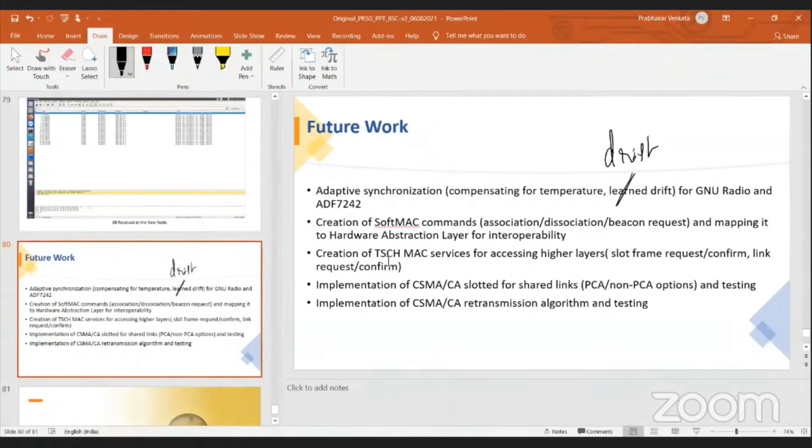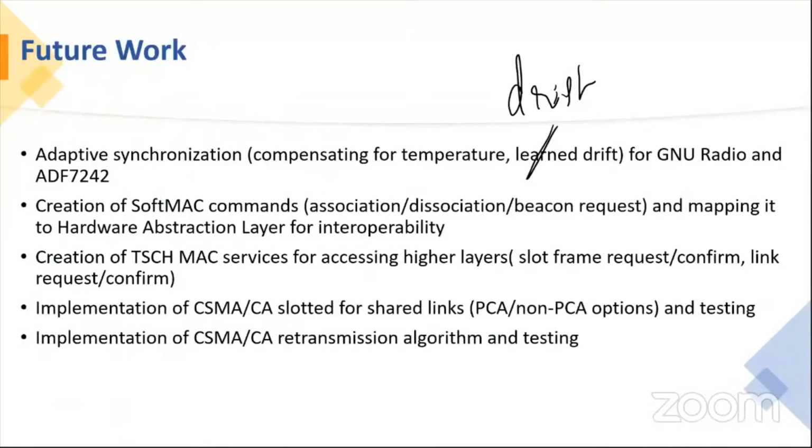Okay, and back to full screen. You can see my screen, right? We have to do that. Then we have to create the soft MAC from the commands. Essentially, applications will start with association, disassociation, and beacon request and all that. So we need to do mapping of all those requests which come from upper layers.